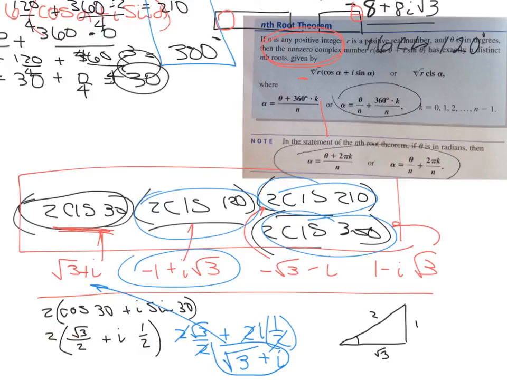Alright, so the next problem we're going to do is going to jump up to example 2, which is actually finding the complex roots, and we're going to do it in radian form instead of degrees.